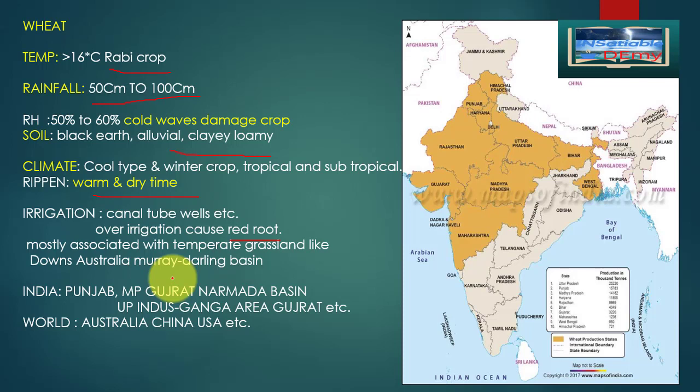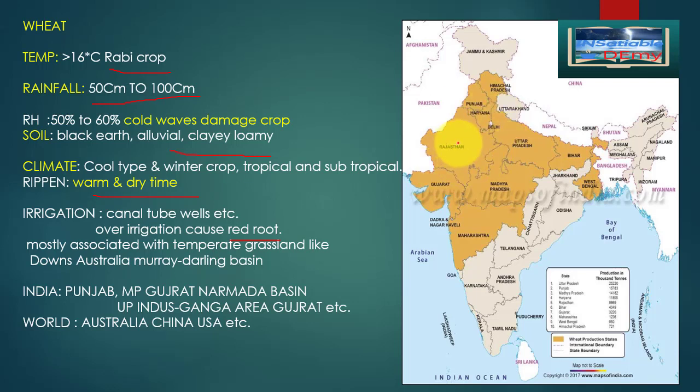Now, in India it grows in Punjab, MP, Gujarat, Narmada Basin, UP, Indus, Ganga area, Gujarat, etc. Now, you can see here Punjab, Haryana, Delhi is not here, it is small, Uttar Pradesh, Madhya Pradesh, Maharashtra, Gujarat, Rajasthan.